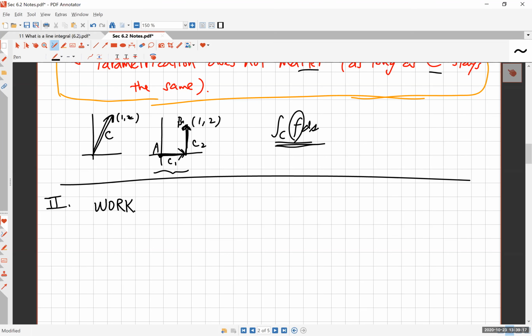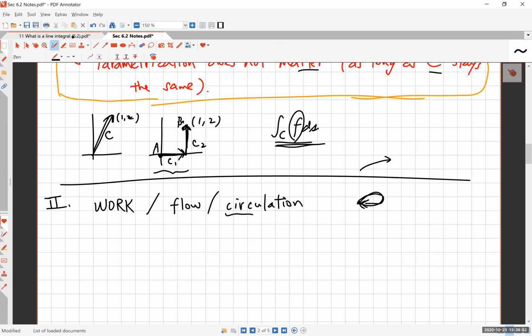All right, the second part of this section is on what we call the work integral. It is also called flow, and it is sometimes called circulation. Usually the word circulation is reserved for when this curve C is not just a curve, but a loop. It starts at a point and then comes back to the same point. Then the word circulation, which has the idea of a circle, makes sense.